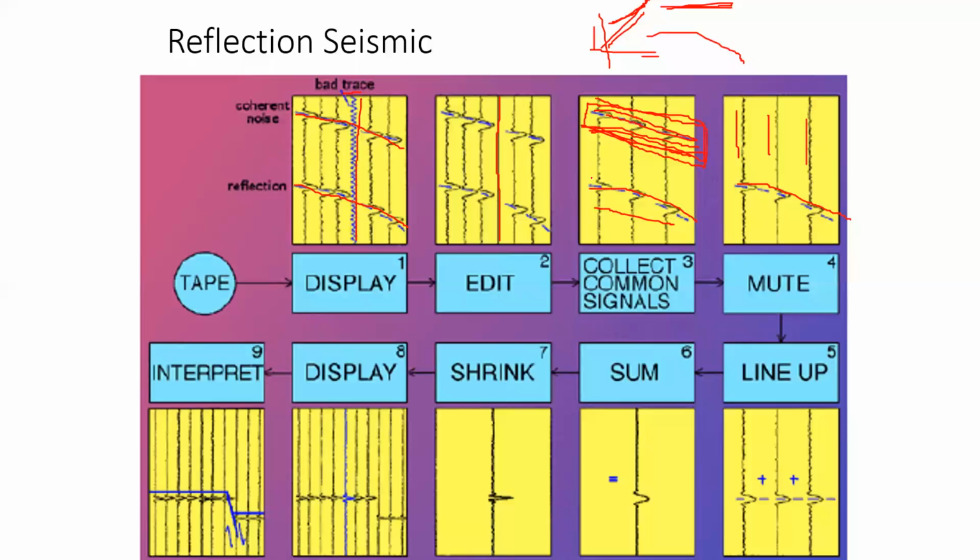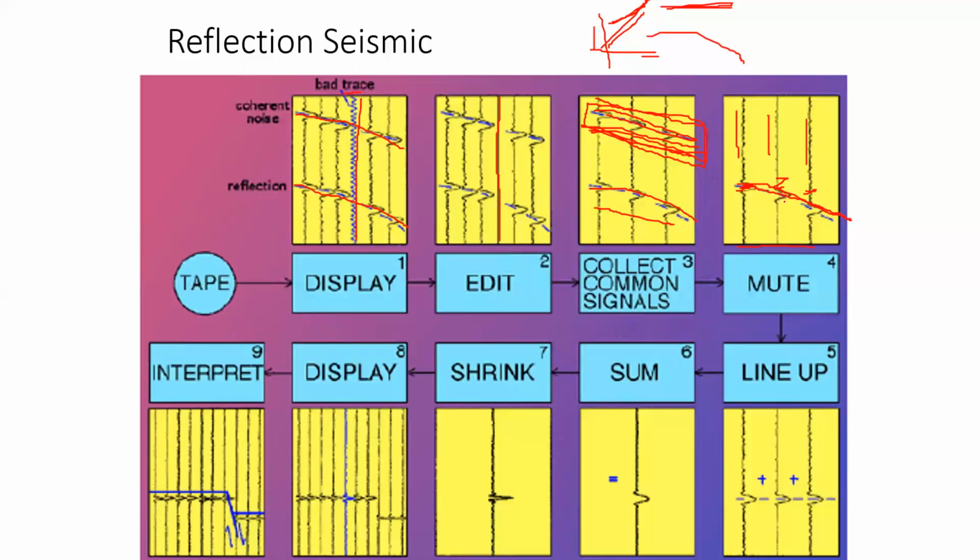Once the filtering and direct mute were applied, we go for normal move out. You can see here, as the offset increases, the amplitudes arrive in a hyperbolic fashion. So in normal move out correction, our aim is to bring all the amplitudes to the same level. Suppose one amplitude is here, we try to bring it to the same place. This is called normal move out correction.